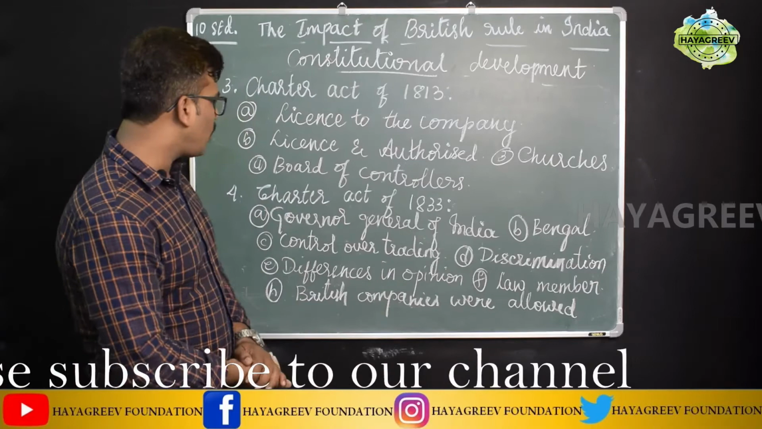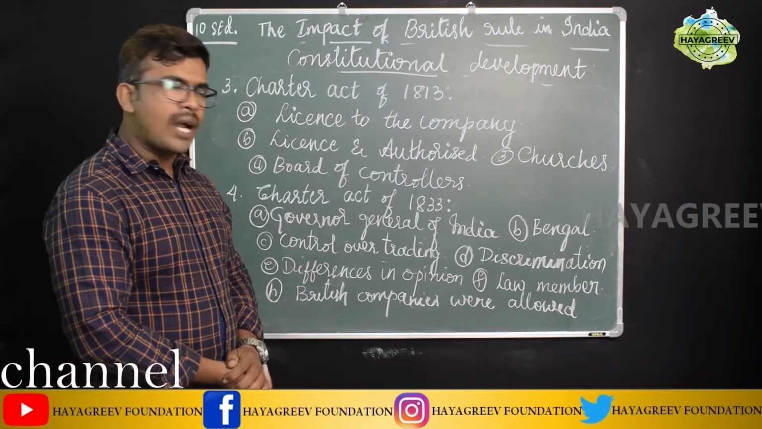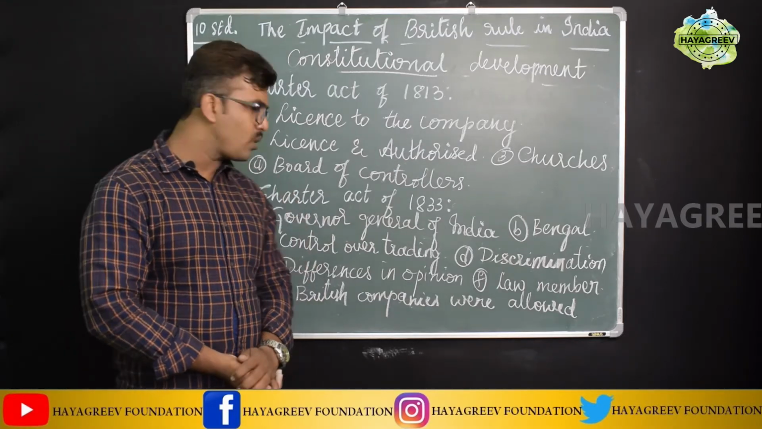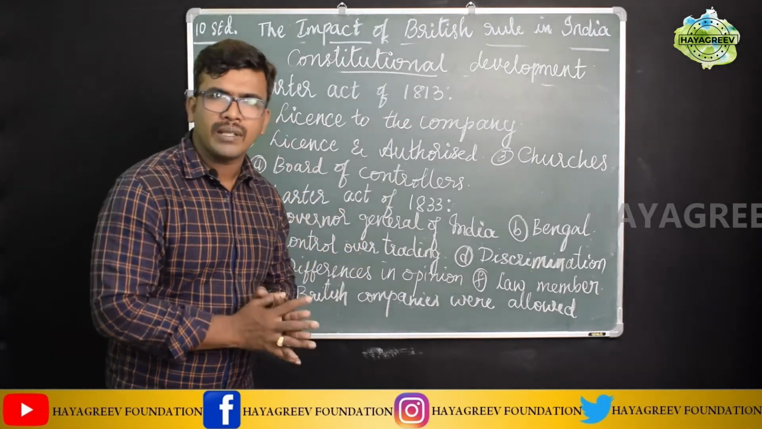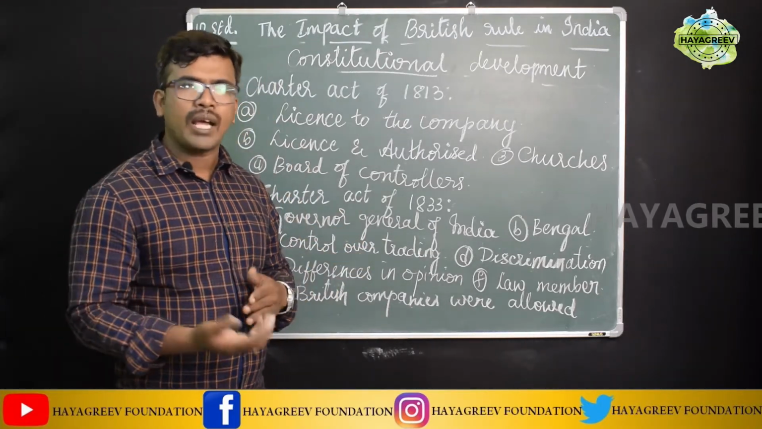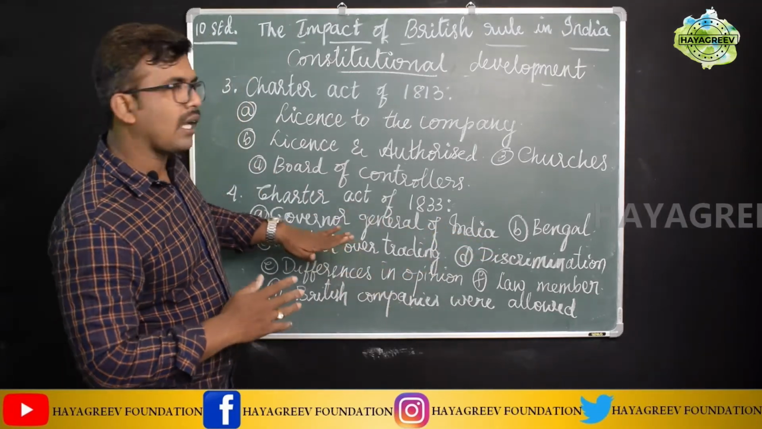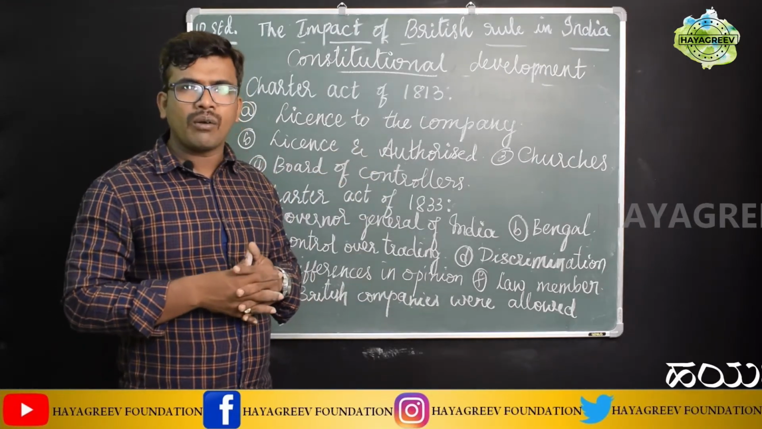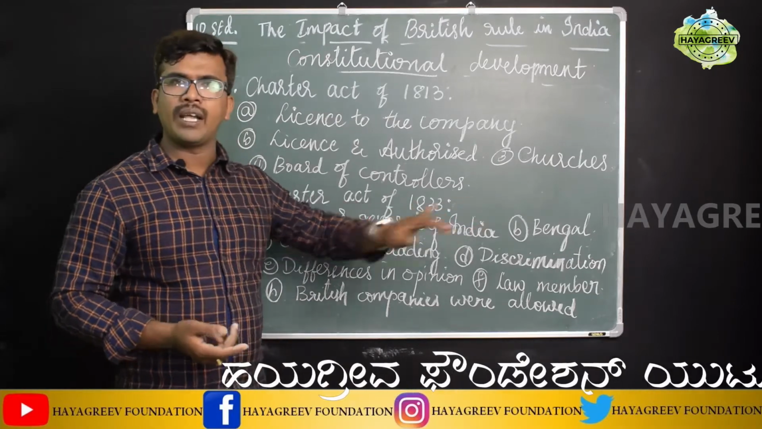Then we will go to the Charter Act of 1833. In this also, many features can be seen. Very first one is, the Governor General of all three provinces was there, no? He was named as Governor General of India. Remember this? The Governor General of Bengal or the other two provinces were there, no? That person was named as Governor General of India.